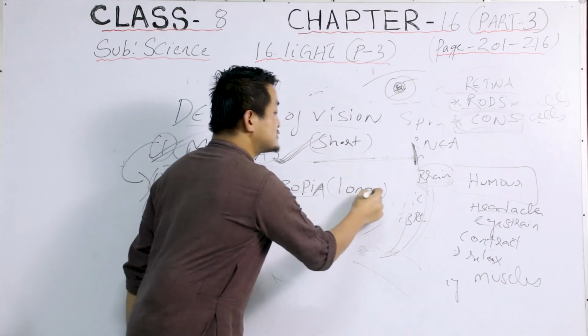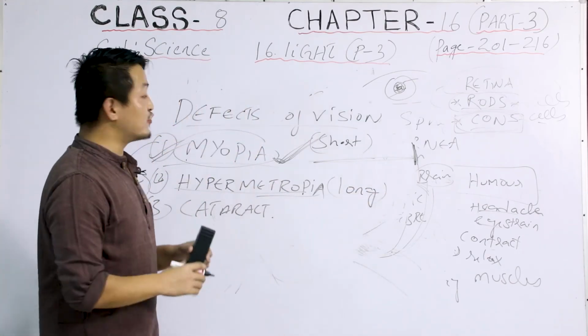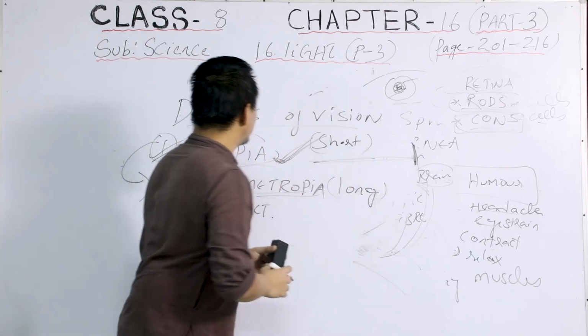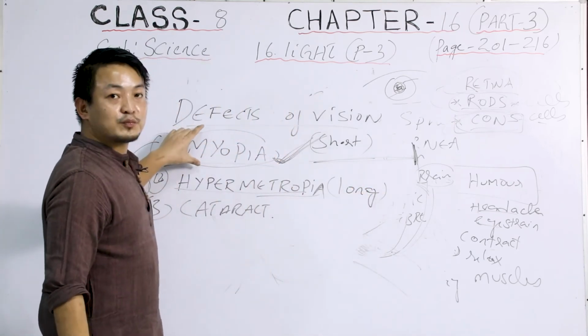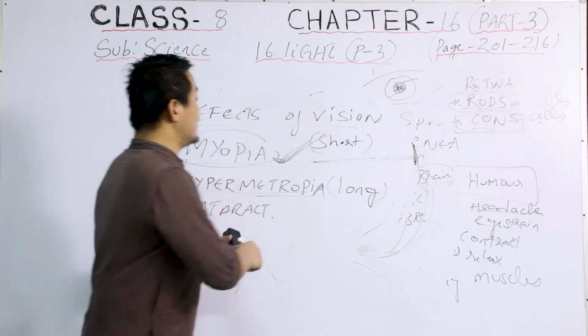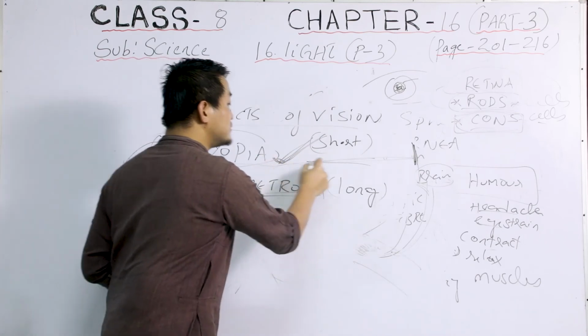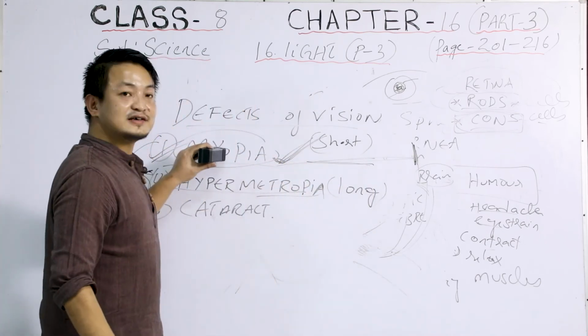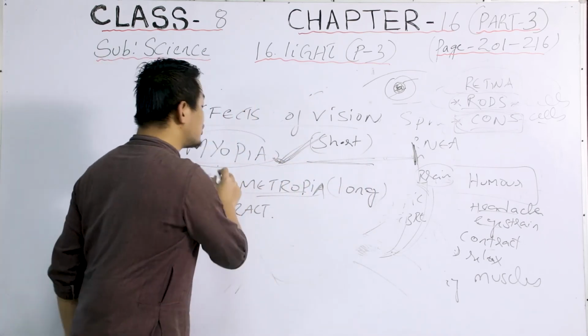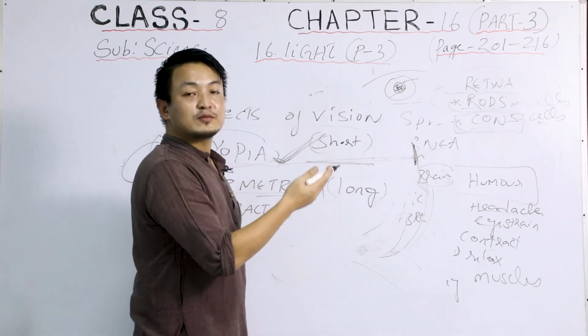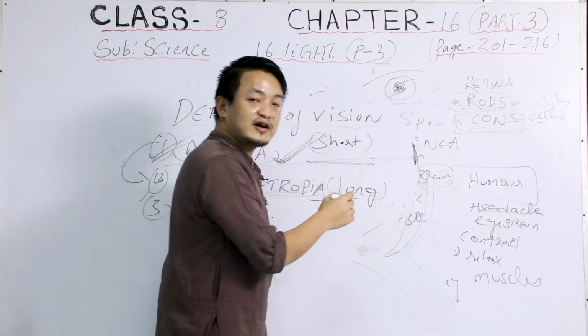Clear? You'll study this in detail in class 10. For now you just have to know what happens in myopia. In myopia, the far objects, the distant objects, are not clear, and the nearby object is clear. Now, hypermetropia is just the opposite of that. You aren't able to see the nearby object clearly, but the distant object is fine.